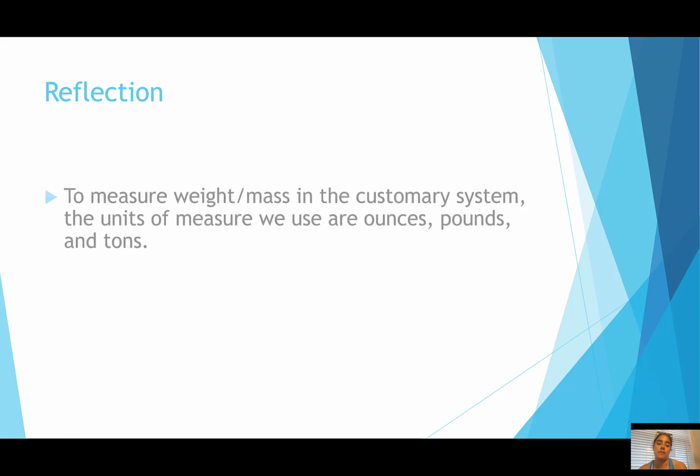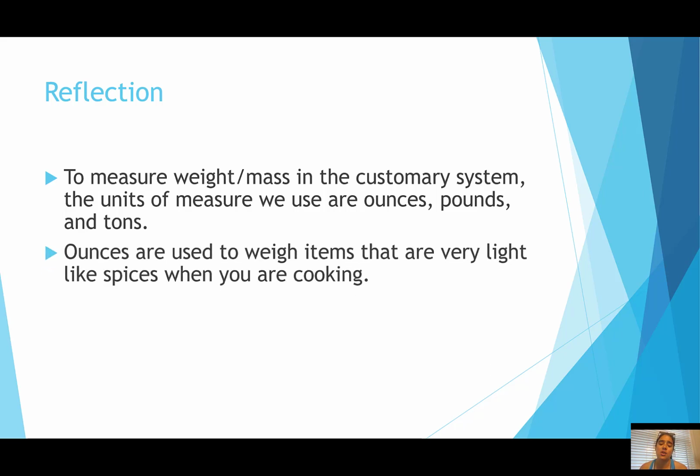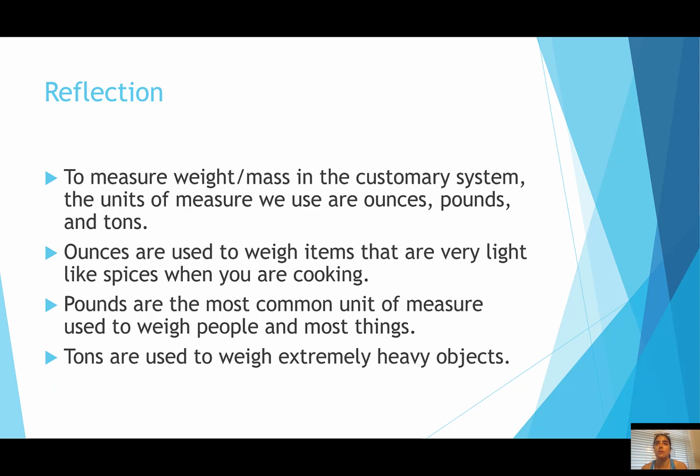So here is our reflection based on what we learned for today. To measure weight and mass in the customary system, the units of measure we use are ounces, pounds, and tons. Ounces are used to weigh items that are very light, like spices when you are cooking. Pounds are the most common unit of measure used to weigh people and most things. Tons are used to weigh extremely heavy objects. Think cars, trucks, construction vehicles, buildings, very, very large animals.